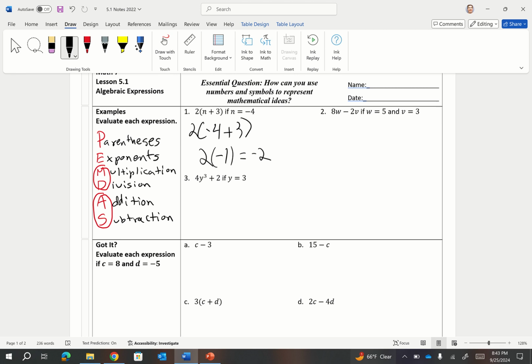2 times -1 equals -2. Next one. w equals 5 and v equals 3. We substitute those numbers in. We get 8 times 5 minus 2 times 3. Okay, so now we just have some multiplication and subtraction. I can multiply first. 8 times 5 is 40. 2 times 3 is 6. And we're subtracting. 40 minus 6 equals 34.